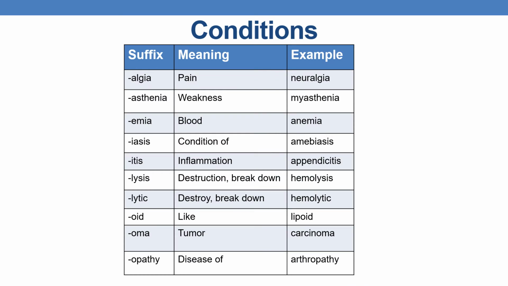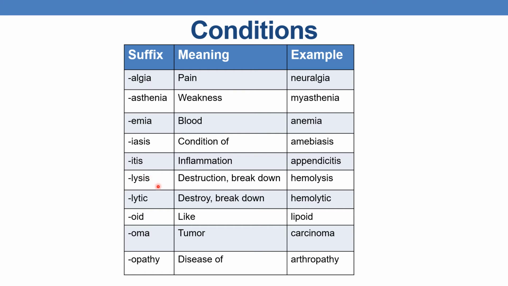Now let us discuss suffixes. Algia means pain. Example is neuralgia, which means nerve pain. Asthenia means weakness. Example is myasthenia. Emia means related to blood. Example, anemia. Iasis means condition. Amoebiasis. Itis means inflammation. Example, appendicitis.